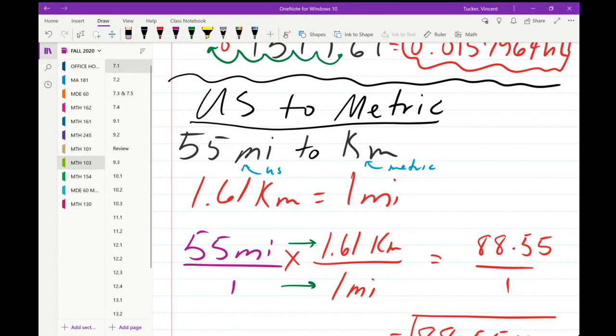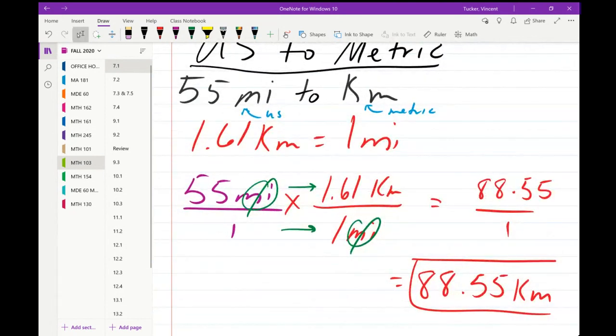All right. So we set it up. We have 55 miles over 1. Use our conversion factor of 1.61 kilometers over 1 mile. Our miles will cancel. Our measurement of miles will cancel. Remember, that's what we need. And now we're in kilometers, which is what we were looking to do. 55 times 1.61 is 88.55, and that would be your answer, 88.55 kilometers.